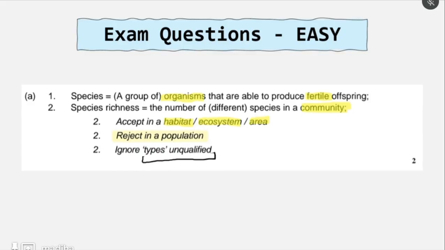This just basically means if you say for species richness, oh, the types in a community, that's not specific. I'm hoping none of you wrote that, because you would want to be specific: the number of different species in a community. It says ignore, because if they see that anything else looks right, they would tick it. If you just say number of types, they wouldn't have given you the mark. So you've got to be really specific. Say the number of different species within the community. But yeah, that was a pretty easy question.